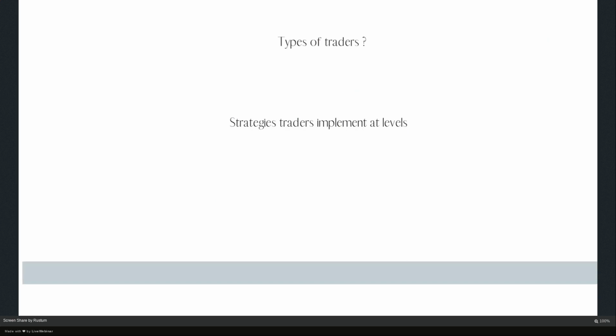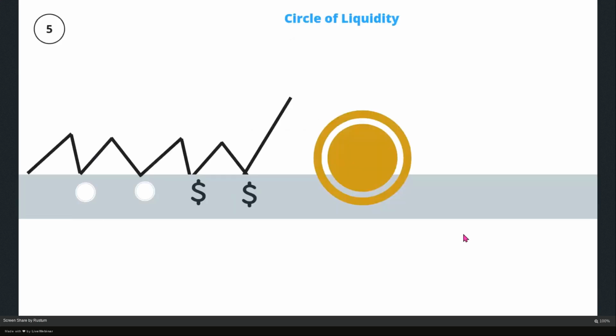So now the types of traders that we have, we always need to bear in mind that this is a psychological game. So what do traders do at specific levels? This one is going to be called the circle of liquidity. I like this one very much.